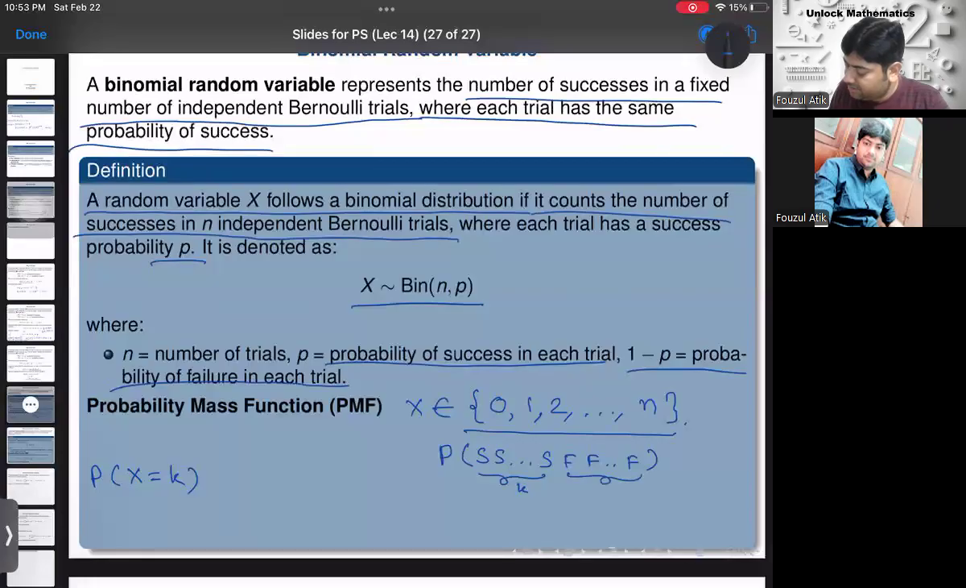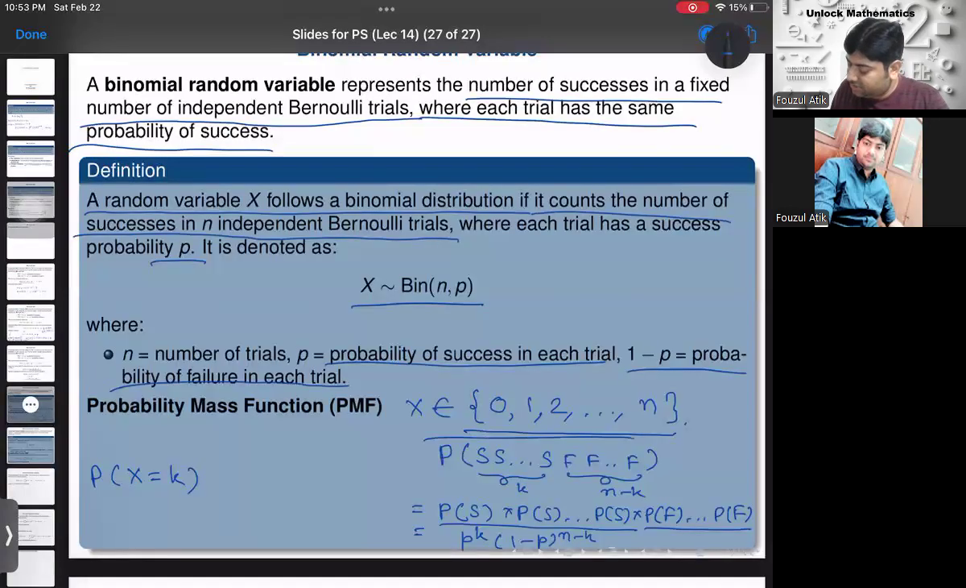So how many failures will be there? n minus k, because the total number is n. Then these are all independent events, and you know that independent means you can multiply, because of the intersection. So it is P of S into P of S, like this, P of S k times, into P of F, failure, up to n minus k times. But what is the probability of success? It is p. How many times? k times, right? So it is small p to the power k, and failure is n minus k times. But the probability of failure is what? 1 minus p. So it is 1 minus p whole to the power n minus k.